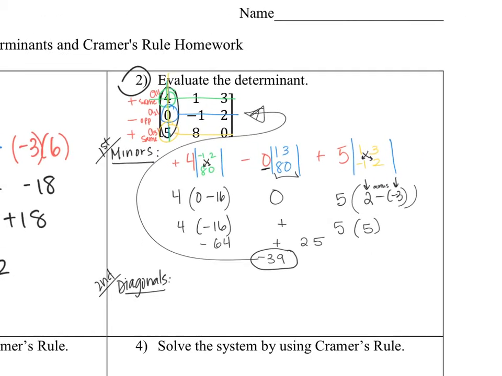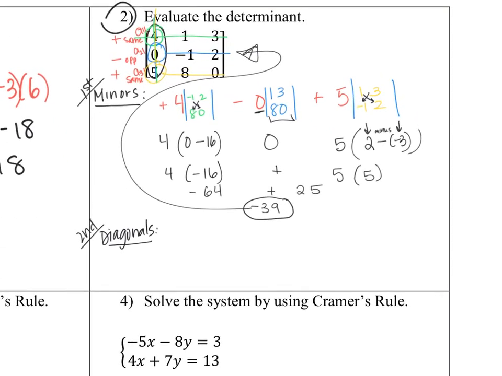Now we're going to use diagonals, and we should get the exact same answer. To use diagonals, remember, we look at the regular matrix with 4, 1, 3, 0, -1, 2, but then we add on another 2 columns, repeating the first 2 columns. What this allows us to do is look at the diagonals. I'm going to start with the upper corner and look at the diagonals this way.